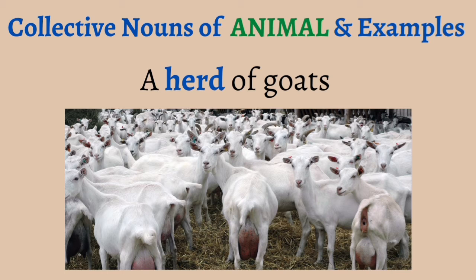The second one on the list would be a herd of goats. So the collective noun in this phrase would be herd, right? Because instead of counting the goats to see how many there are, whether it is one goat, 10 goats, or 20 goats, you would just put them under one umbrella and say a herd of goats. Let me know in the section below if you understand.